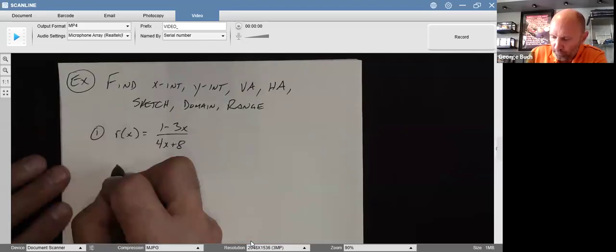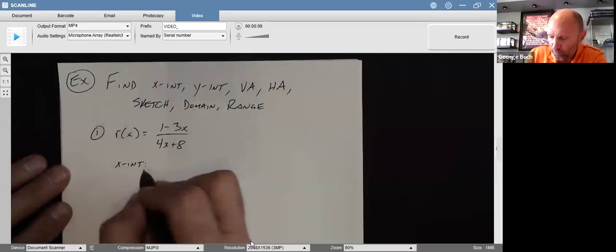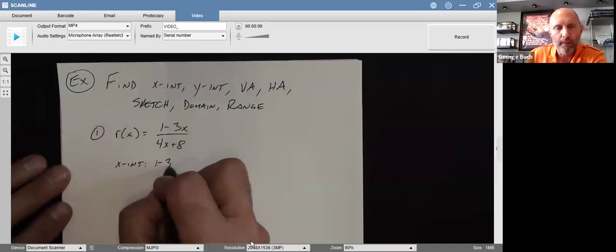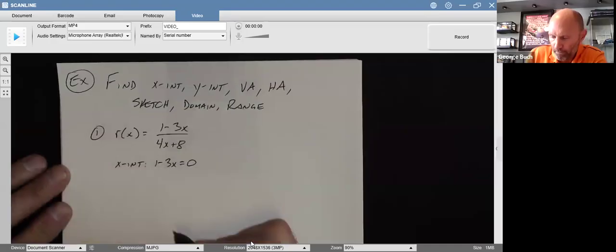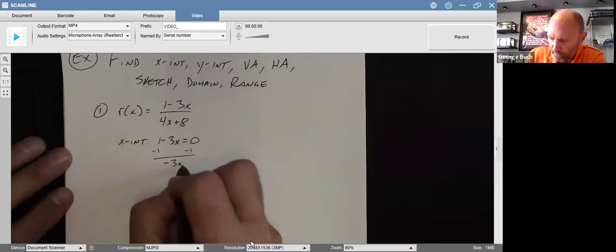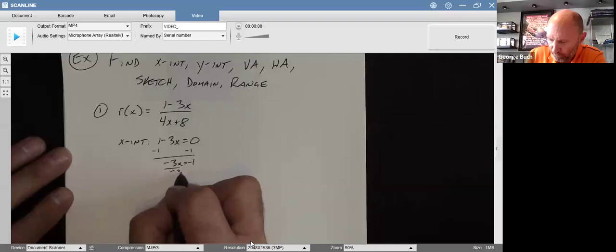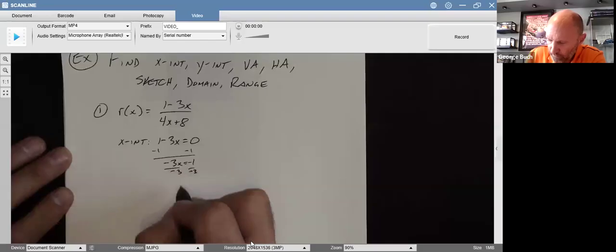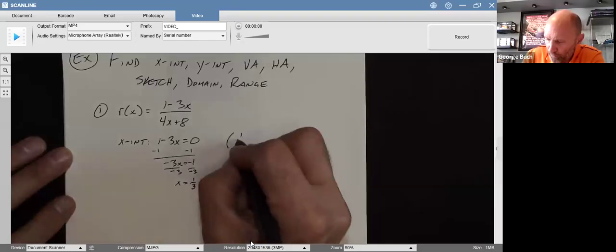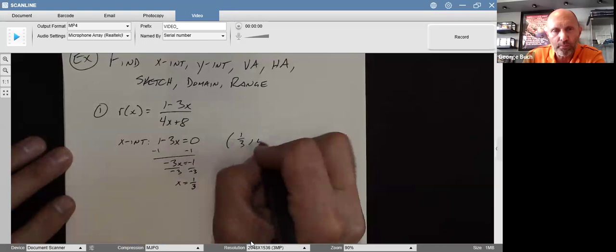So our x-intercept, we do what? We set the numerator, 1 minus 3x, equal to 0. So subtract 1 from both sides. Negative 3x is negative 1. Divide everything by negative 3. x equals positive 1/3. So my x-intercept is 1/3 and y is 0.